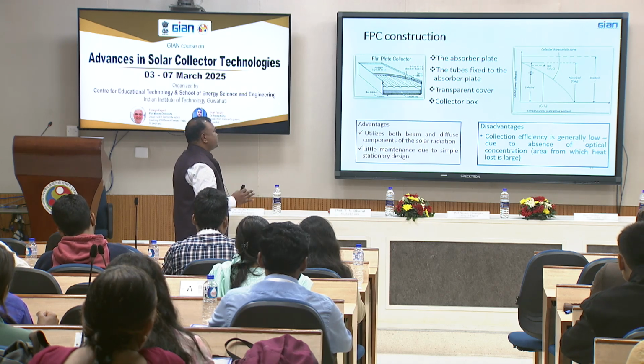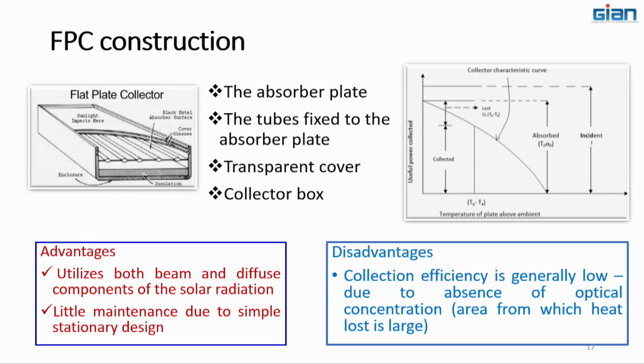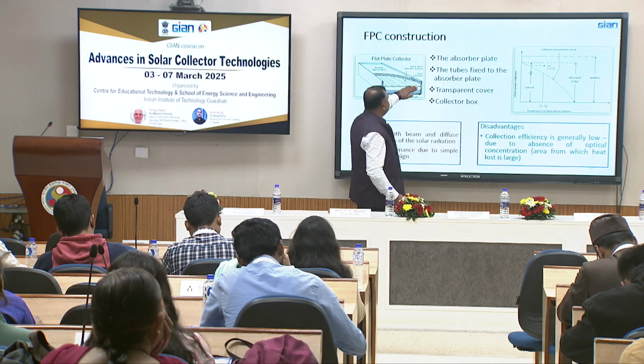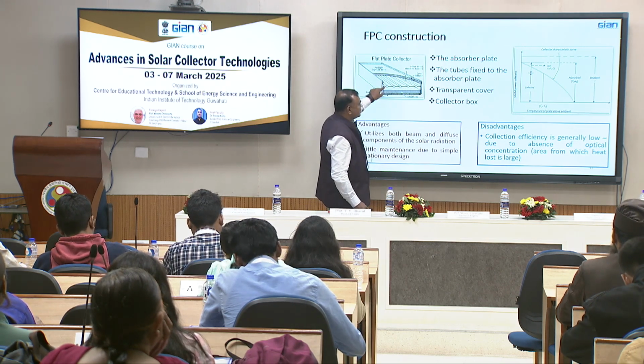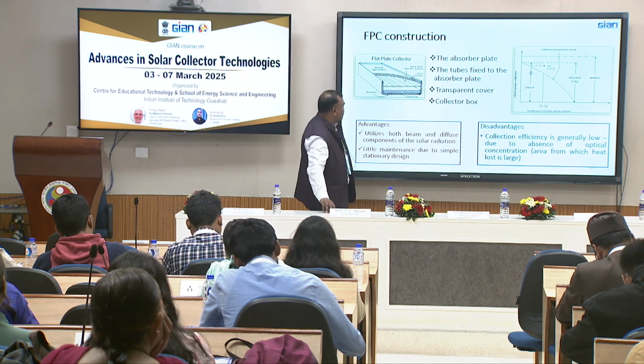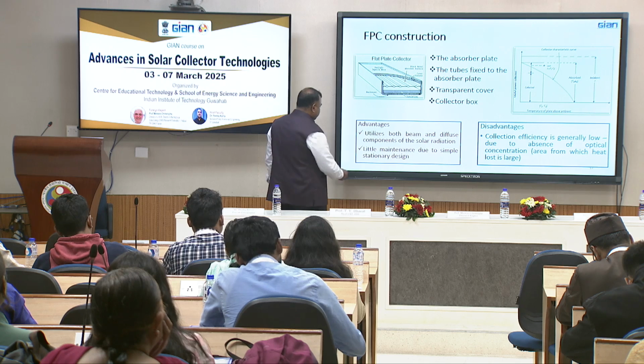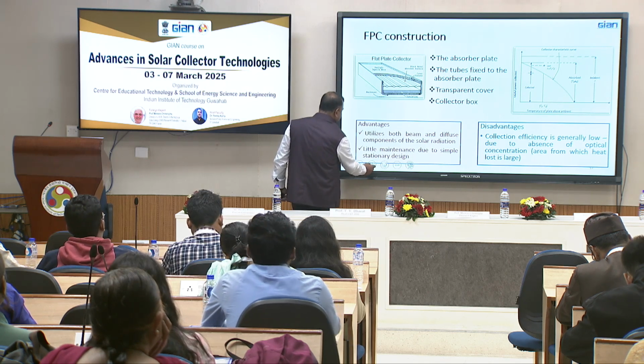This FPC consists of an absorber plate. What is there you can see, this is the absorber plate, okay, and the tube fixed to the absorber plate. These are the tubes. There are different configurations of the tubes. Okay. So, it may be something like this.